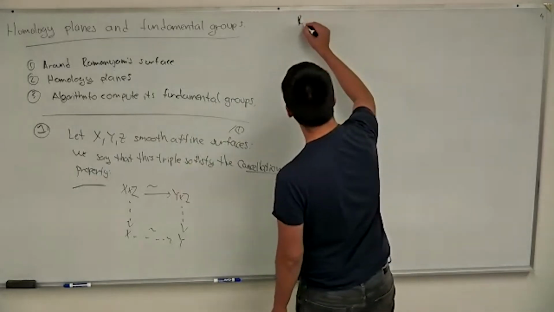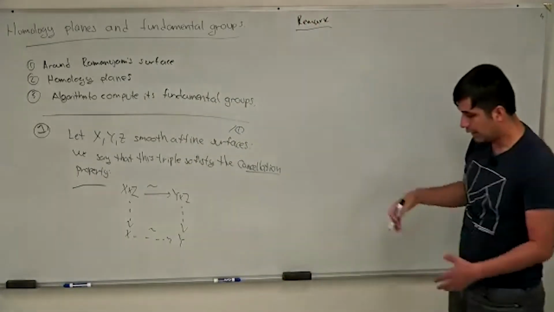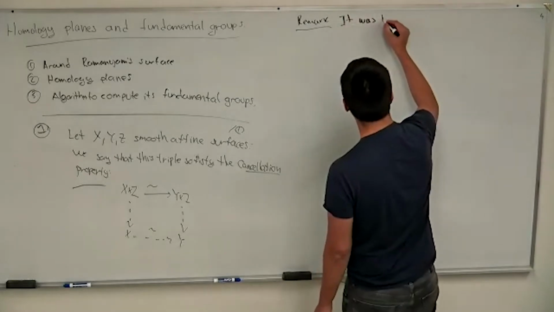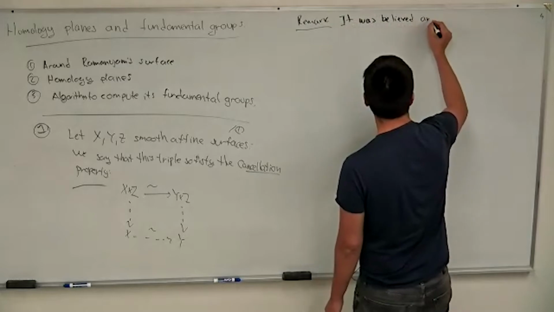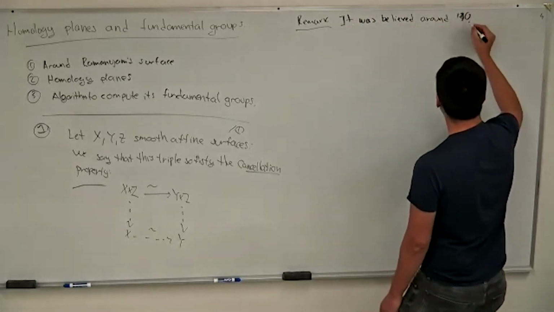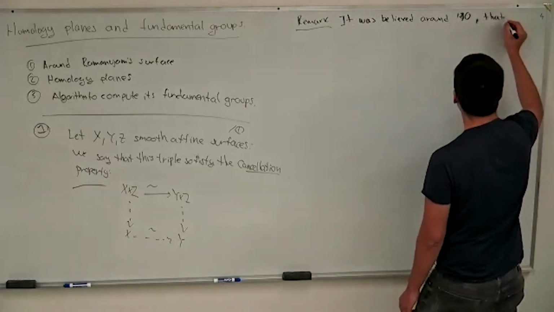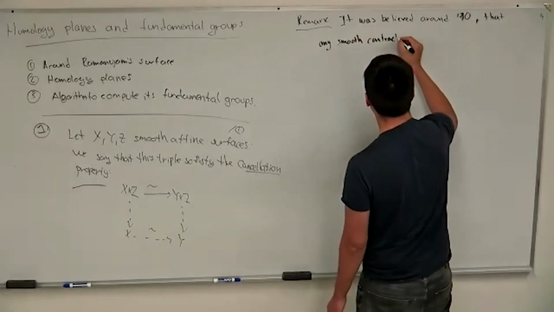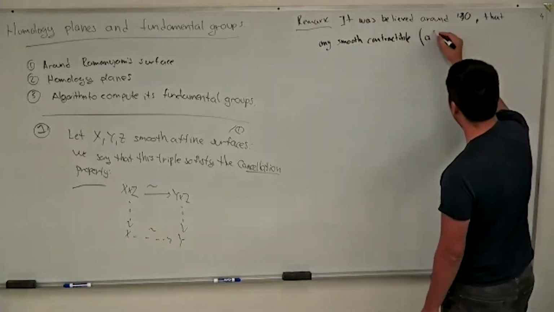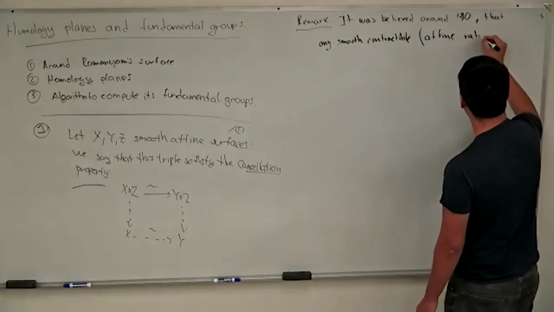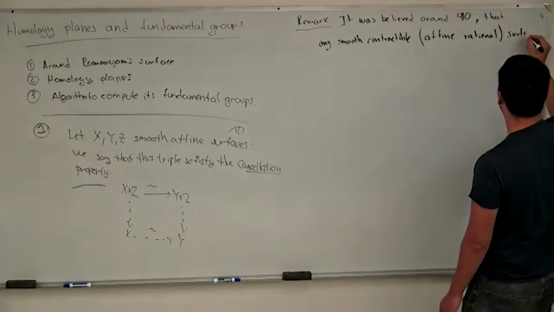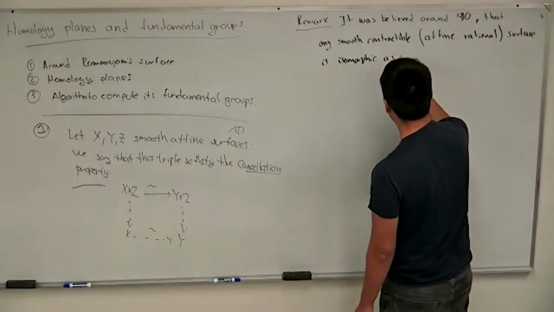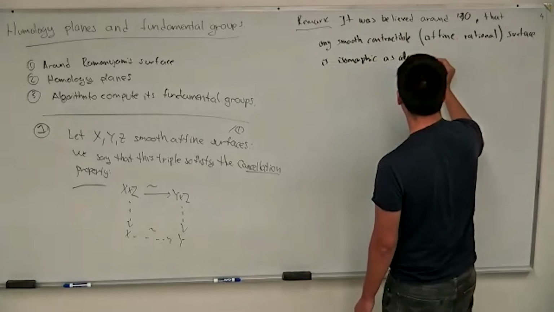So let me make a remark here. Historically, we are in the 70s, and in the paper of Ramanujan, he said that it was believed around the 70s that any smooth contractible, and I will put it in parentheses, affine and rational surface is isomorphic as an algebraic variety to C2.